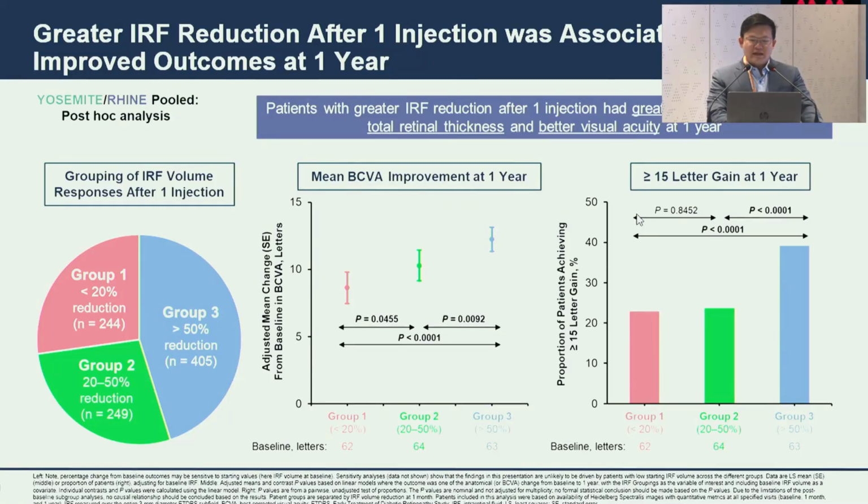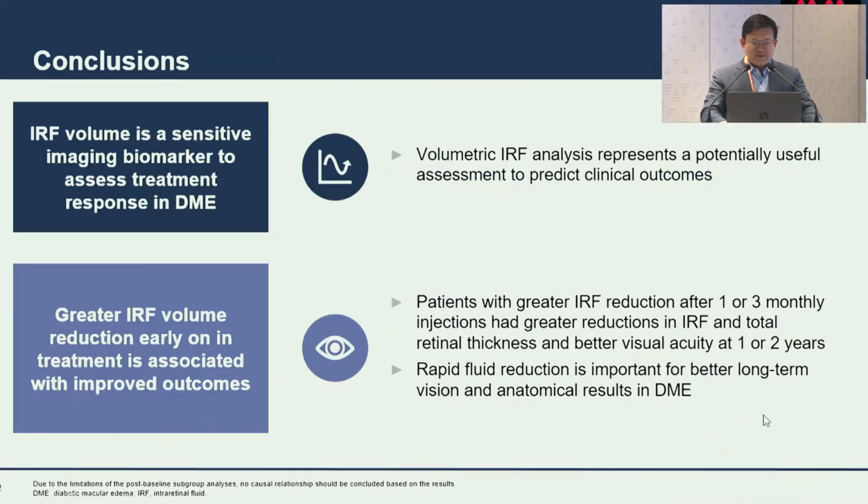And when we looked at the number who gained 15 or more letters, in particular, the group 3 that had the greatest anatomical response after 1 injection did the best. So in conclusion, this study shows that IRF volume is a sensitive imaging biomarker to assess treatment response in DME. It may be useful to help us predict clinical outcomes in future.